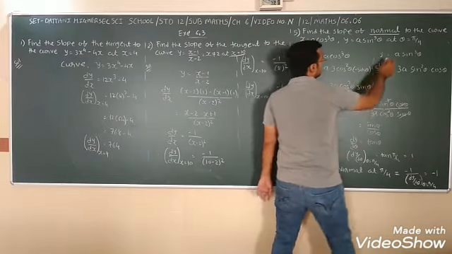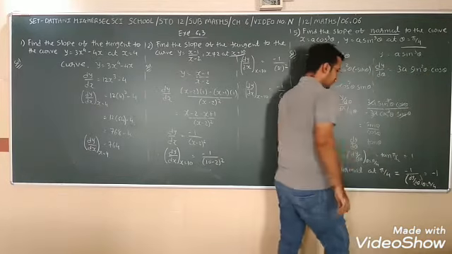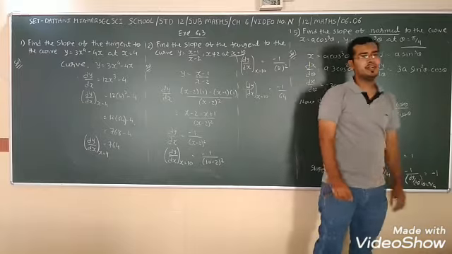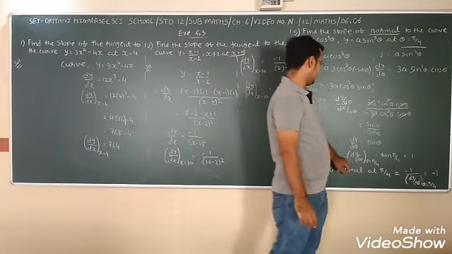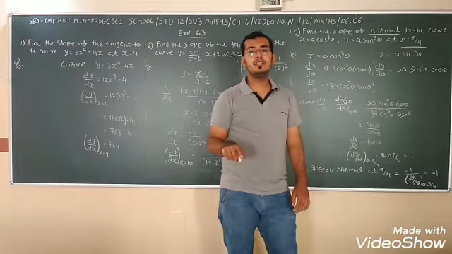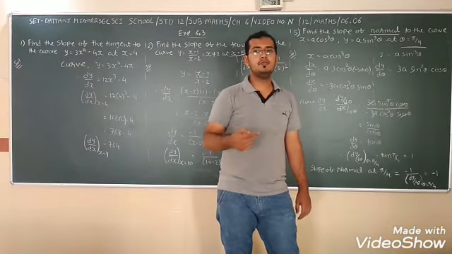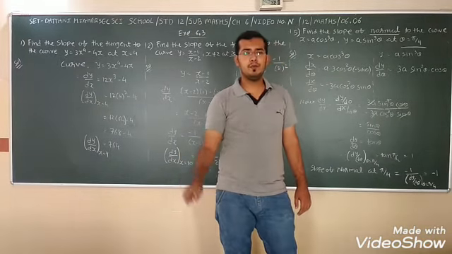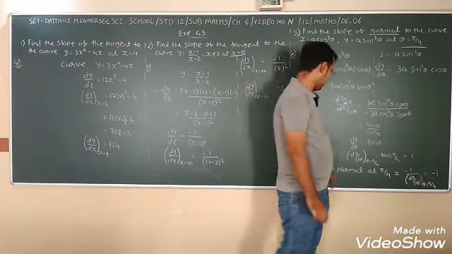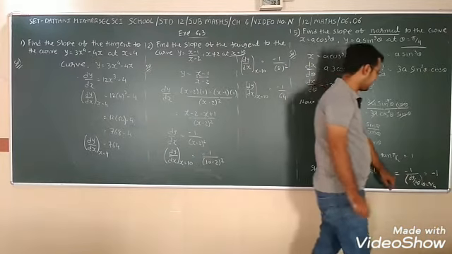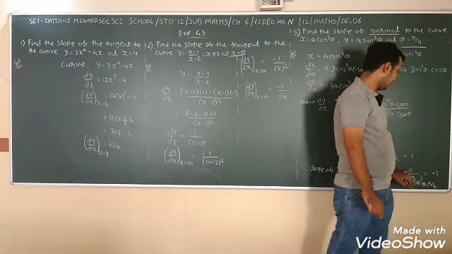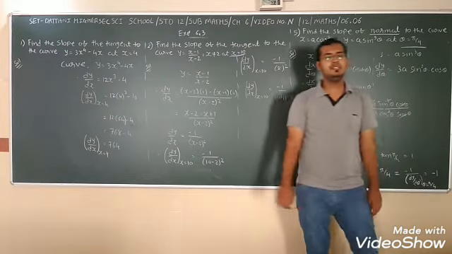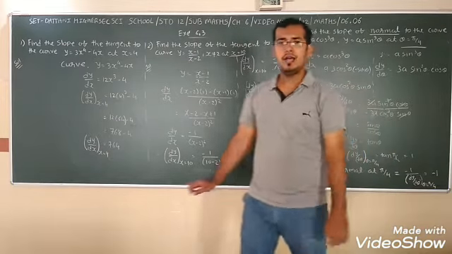Now at theta is equal to pi by 4, tan pi by 4. We know that the value of tan pi by 4 is 1. So we get the slope of the tangent, but we have to find the normal, so we take minus 1 upon the slope of the tangent. So the slope of the normal at theta is equal to pi by 4 is minus 1 upon dy by dx at theta is equal to pi by 4, that is minus 1 upon 1, which means minus 1. So that is your answer.